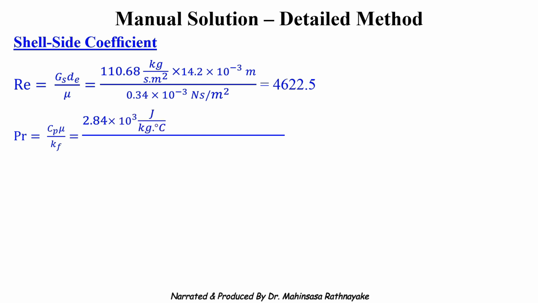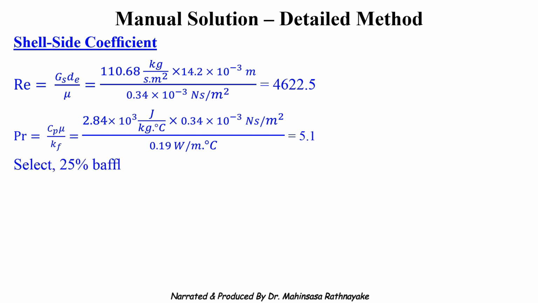Let's neglect the viscosity correction for the shell side coefficient as methanol is a low viscous liquid. Let's select 25% baffle cut. Therefore, using the graph and the calculated Reynolds number, we can find out the shell side heat transfer factor is 0.008.